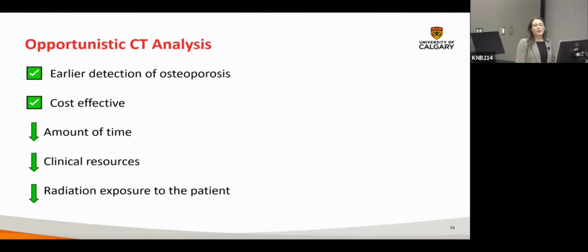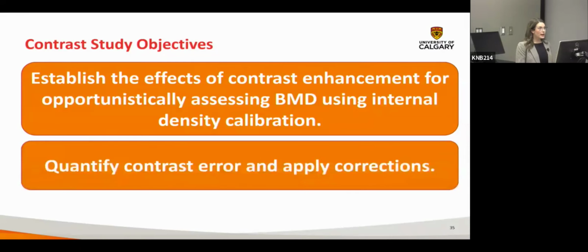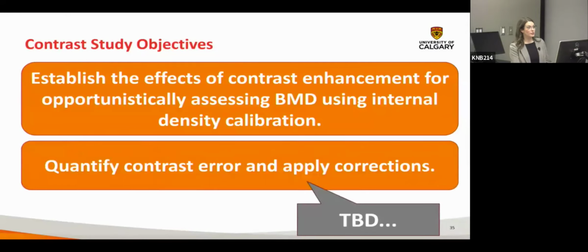However, to date, the effect of contrast enhancement on the iterative internal calibration technique I showed has not yet been examined, and that's where my study comes in. So the main goal of the contrast study is to establish the effects of contrast enhancement for opportunistically assessing BMD using the internal density calibration method that's calculating the effective energy. And a follow-up to that is to quantify the contrast error and try to figure out a correction for this. However, I'm still in the process of analyzing these scans, so the contrast correction is to be determined.